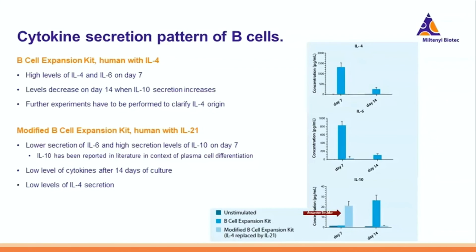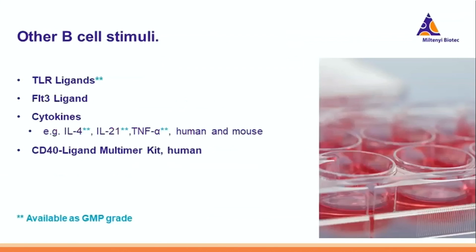And this makes sense because it has been reported that they are in line with plasma cell differentiation. I already told you it's important as a counterbalance to the inflammation and triggers antibody production, and of course, which cells produce the antibodies? Yeah, it's the plasma cells. And then after 14 days with this protocol, we have low levels of cytokines and more or less low levels of IL-4. But of course, we also have other B cell stimuli, so it's not only this one protocol, this one kit that you can use.